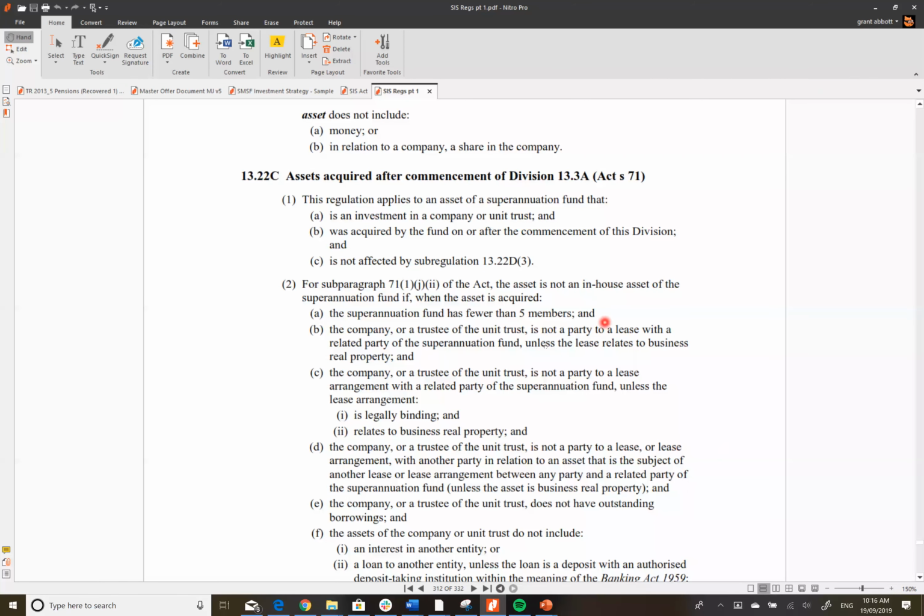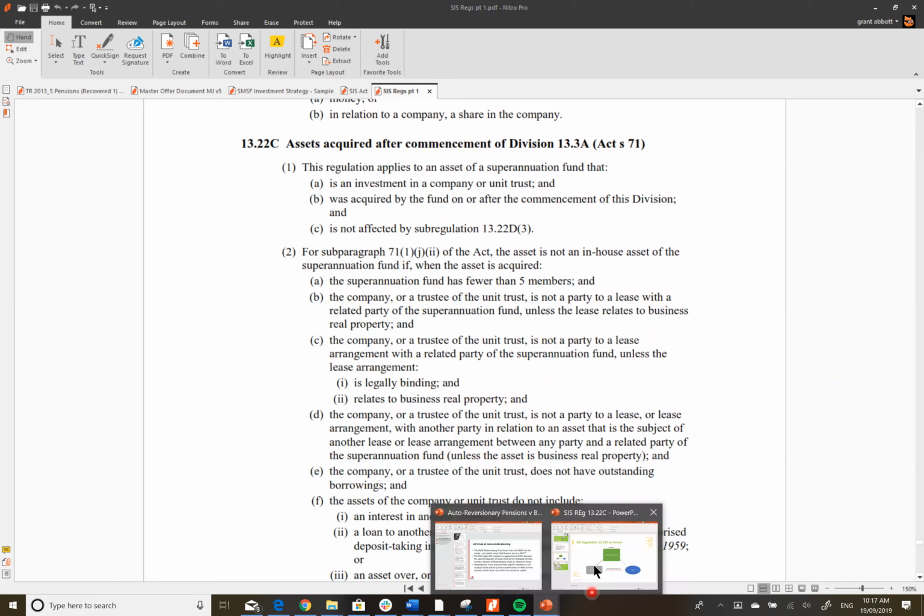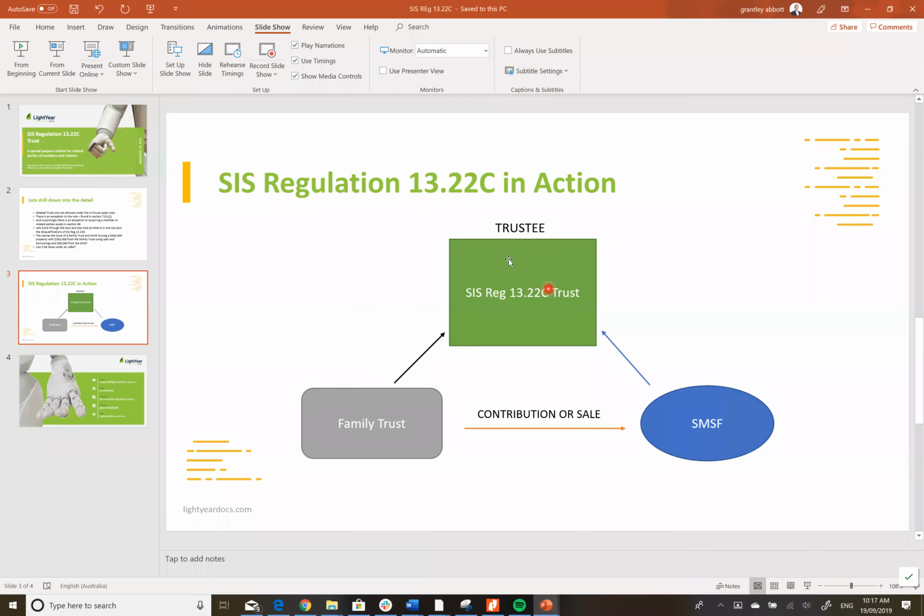So first off, fewer than five members, the company or trustee of the unit trust is not a party to a lease with a related party of the super fund unless the lease relates to business real property, and the company or trustee of the unit trust is not party to a lease arrangement with a related party of the super fund unless the lease arrangement is legally binding and relates to business real property. So if we go back here and look at having a property in here, we could have residential property in that trust. I'm going to be looking at that. We can have residential property in that trust. We can have rural property in that trust. We can have commercial and industrial property in that trust.